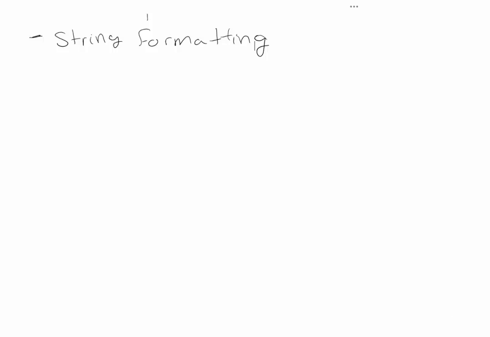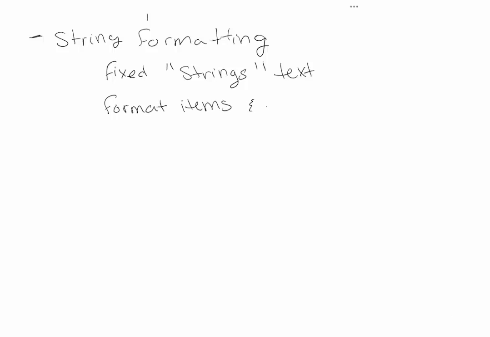So using fixed text items, which we looked at were our string items, fixed string text, and things called format items, which we put inside of curly braces, we can include our named variable values in a cleaner way, as well as include optional formatting information.